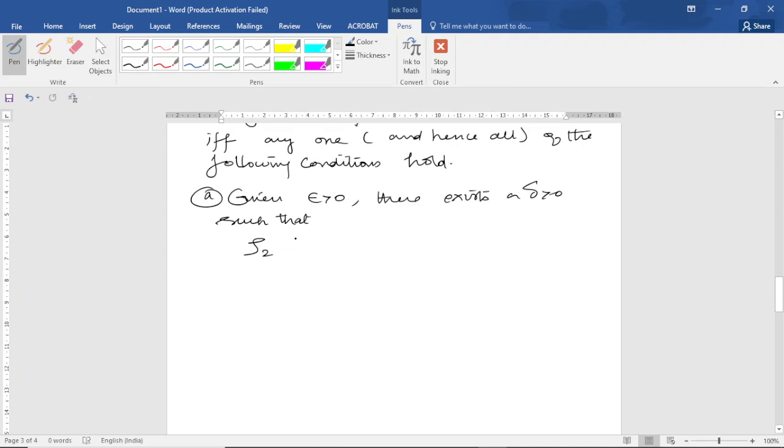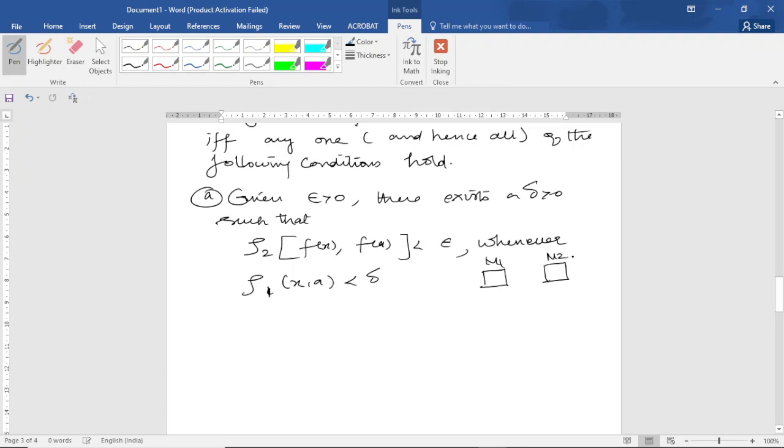there are two metric spaces. Whenever the distance between x and a is less than delta, the distance between f of x and f of a is less than epsilon. This is the metric space M1, this is the metric space M2 whose distance function is rho 2, and this distance function is rho 1. So this is the definition of a continuous function in terms of metric spaces.